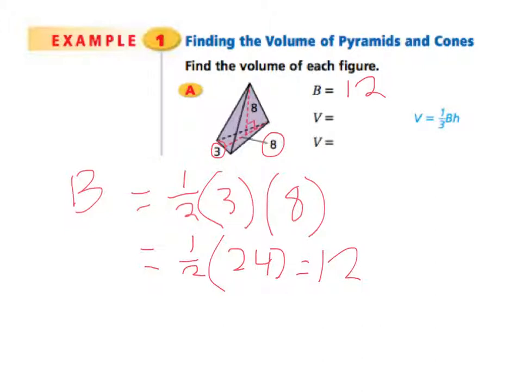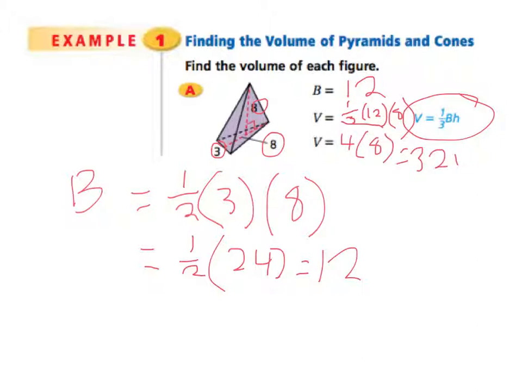Now we're going to find the volume. The volume is 1/3 base times height. So 1/3 times the base, which is 12, times the height, which is 8 again. So this 8 over here. 1/3 times 12 is 4, times 8, which is going to get us 32 units cubed. 32 units cubed.